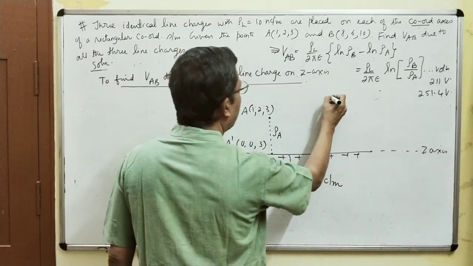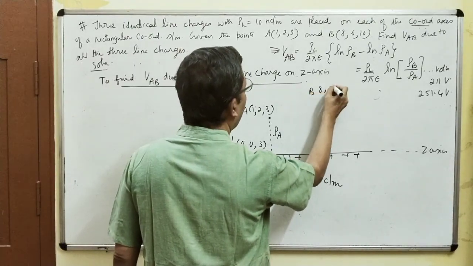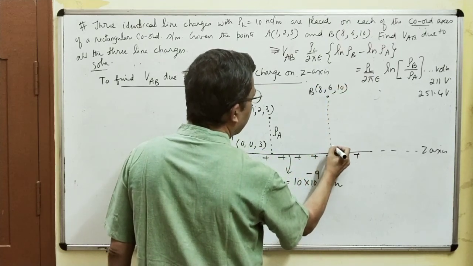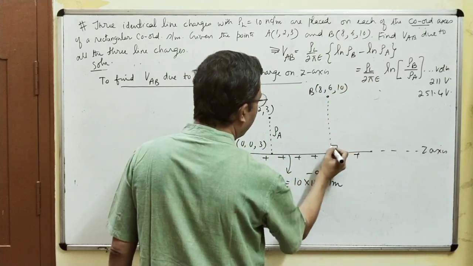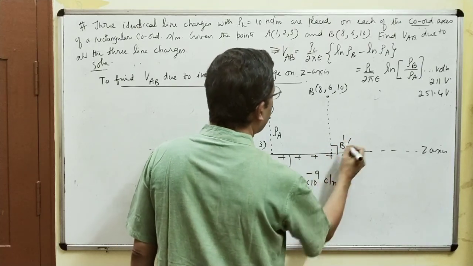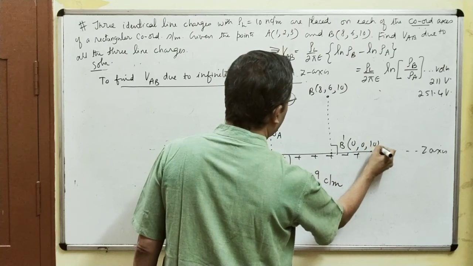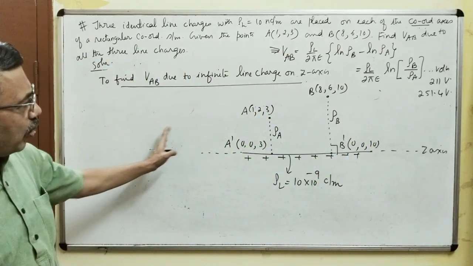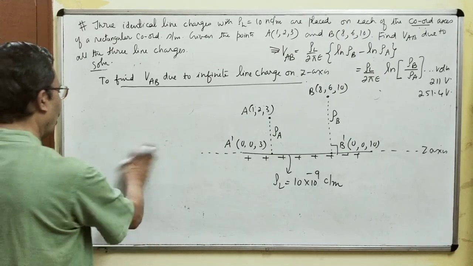Now this is point B, which is 8, 6, 10. This is the foot of point B. This angle is 90 degrees. What is B dash? B dash is 0, 0, 10. This normal distance is rho B. Now calculate rho A and rho B using the distance formula.